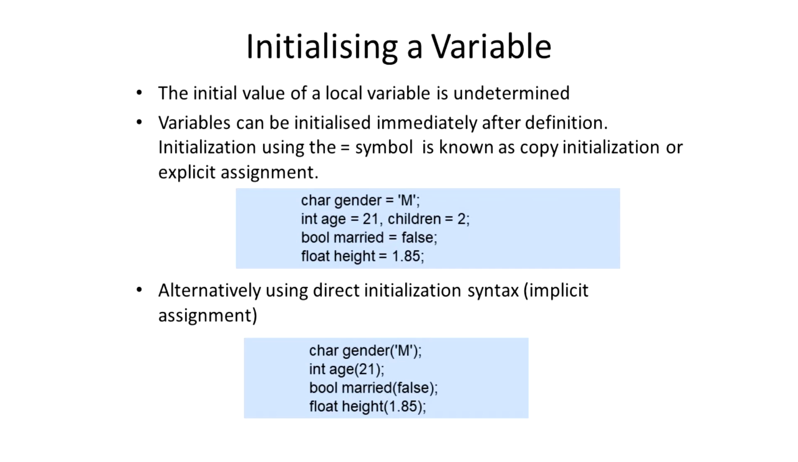But of course, alternatively, there's direct initialization syntax, otherwise known as implicit assignment, in the second blue box, where you can actually specify brackets. So a little bit like parameters for a function, we're actually using those curly brackets here to specify the value within that, which is actually directly joined on to the variable name. Okay, as you see here.